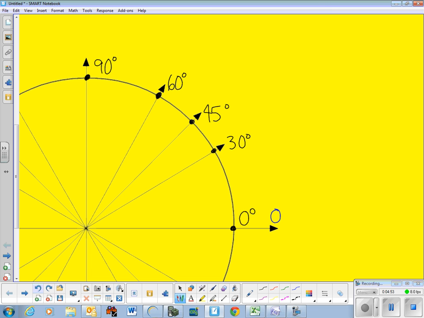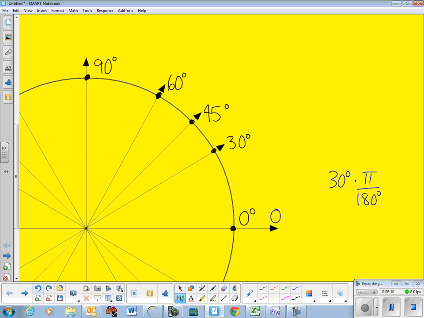Now, 30 degrees. We talked about how to convert degrees to radians, but you don't want to have to figure out the degrees and then multiply it by pi over 180 every single time. That's how you could. 30 degrees times pi over 180.